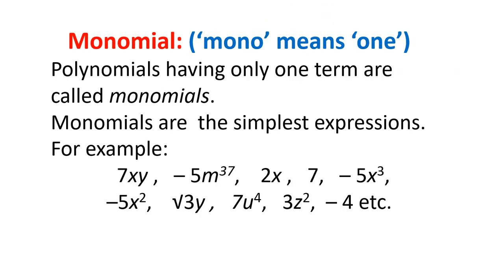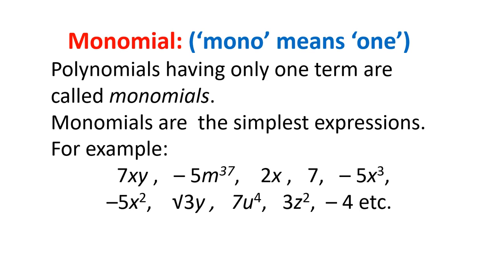Monomial. Mono means one. There are many other words in English language which start with mono, such as monorail, which means a railway having one track; monocycle, which means a vehicle having only one wheel; monoatomic means having one atom; monoxide means an oxide having only one atom of oxygen; monovalent means having one valency. So this prefix mono is used in many places.